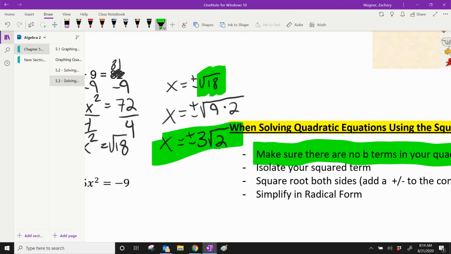So my final answer, which these are equivalent, root 18 and 3 root 2 are the same value, just look differently. And that's my answer. Let me move on.